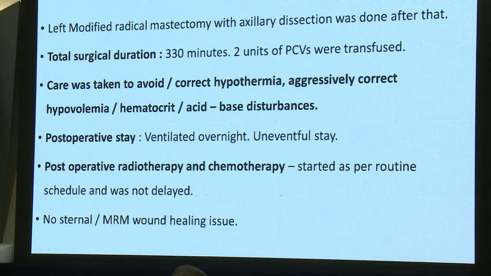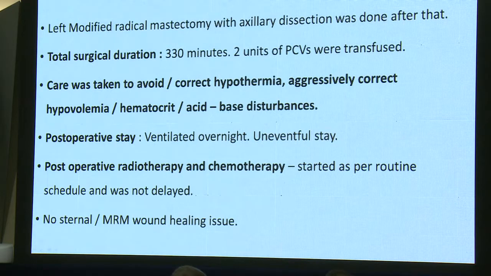It was done with axillary dissection, and the total surgical duration was 330 minutes, with 2 units of PCV transfused. Care was taken to avoid excessive hypothermia and to correct it, and to aggressively correct hypovolemia, hematocrit, and acid-base disturbances in the perioperative phase. In the postoperative stay, the patient was ventilated overnight, and the stay was uneventful. As a rule in our setup, all these 3 patients were ventilated overnight to correct acid-base disturbances and any kind of hypovolemia or hematocrit disturbances.